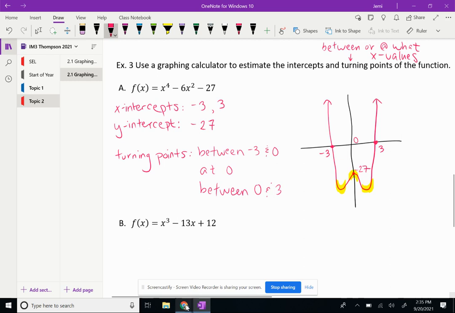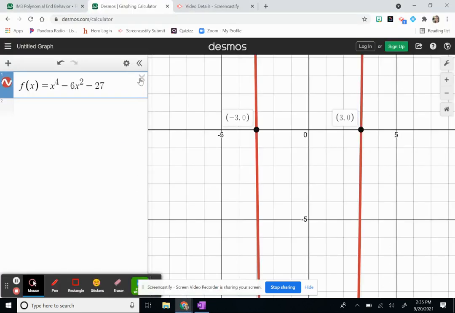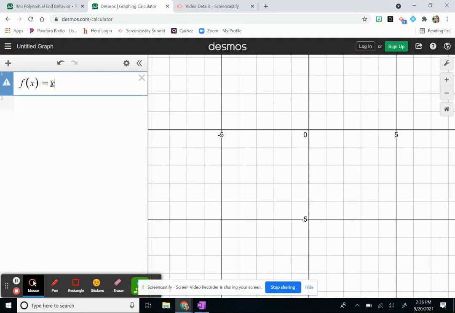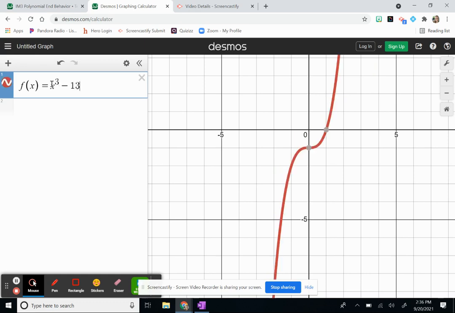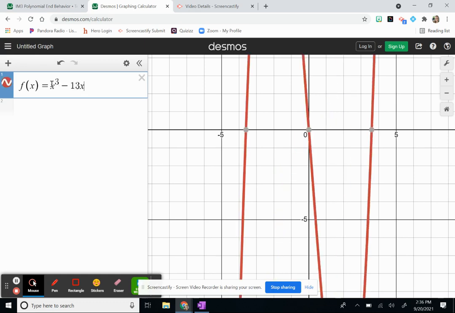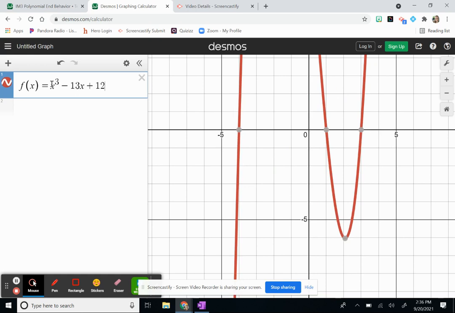So I'm going to head back to Desmos and graph a new function. Now I have x to the power of 3. Scroll right to get out of the exponent. Minus 13x plus 12. Desmos is so nice. It puts these little gray dots right at my intercepts. If I click them, it'll actually show me the coordinate.